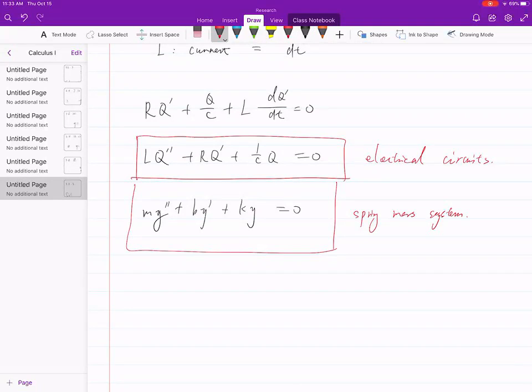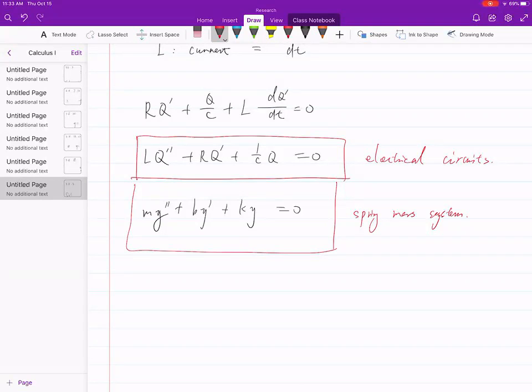Still okay? Can you see these two equations are actually exactly the same, with just different names? That's a really interesting takeaway. In which universe will you think a spring mass system is the same as an electrical circuit? But now they do. They are the same. Sounds good? Okay.